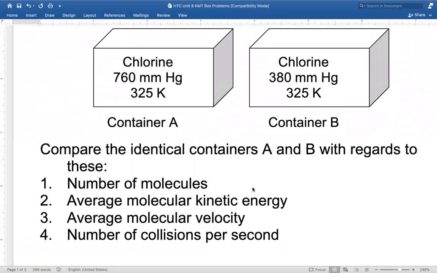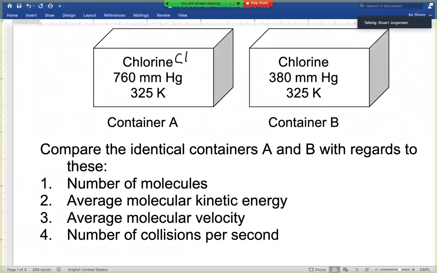Oh, the boxes are truly identical for this one. We got chlorine. Gotta hit the button. There we go. We got Cl2 for both the particles. We got 760 millimeters of mercury versus 380. They're in the same unit, so we can compare them directly this way. And then we got 325 K, 325 K.